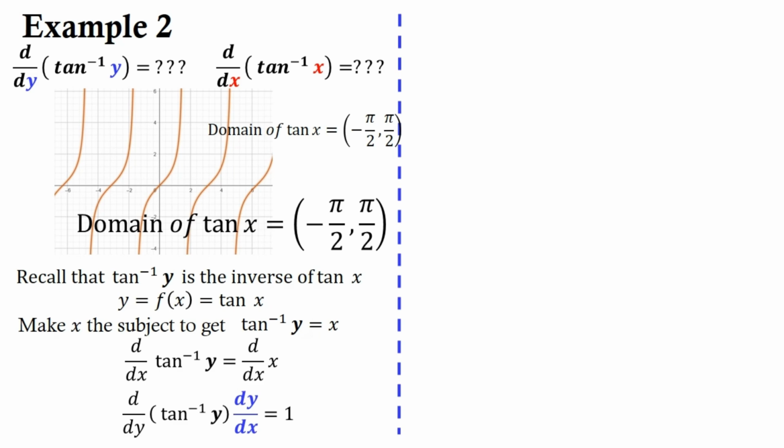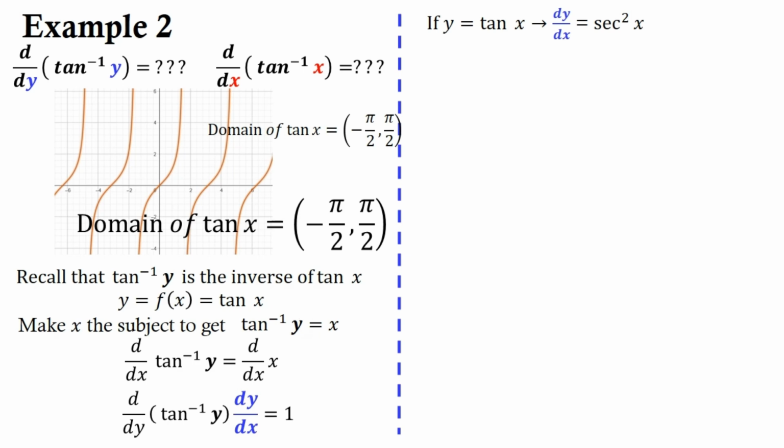But the issue now is this. If we are differentiating tan inverse of y with respect to x, we need to use the chain rule. So how do we go about it? We now say d/dy of tan inverse of y multiplied by dy/dx. Remember that dy can cancel dy, then the right-hand side is d/dx of x. As usual, if you differentiate x with respect to x, you have 1. So if y is equal to tan x, what is dy/dx?